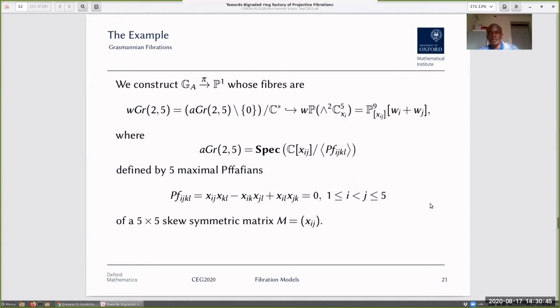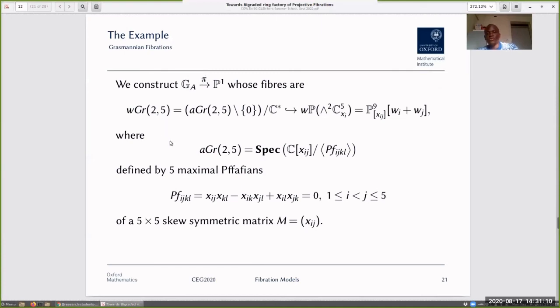An important and typical relative key variety where these scrolls live is the Grassmannian fibration. So the Grassmannian fibration G to pi, slightly changing notation to G. So G here is defined as follows. We want the fibers of pi to be Grassmannians, weighted Grassmannians.